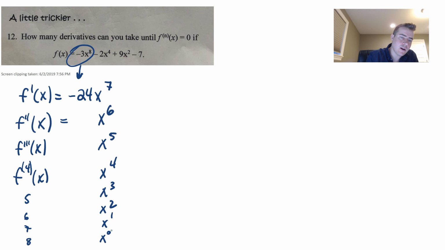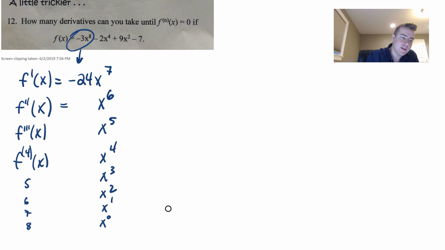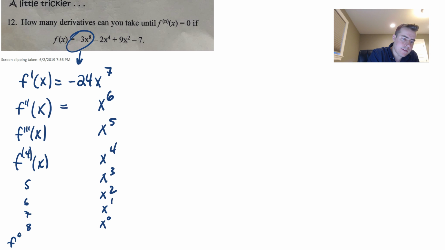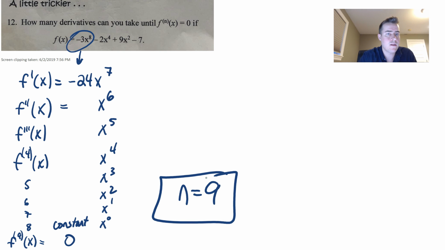But then to get 0, I need to go one more term here. So if I went to f to the 9 of x, that's simply going to be just 0, because you're going to do 0 times whatever's in front. The derivative of a constant is always 0. So this is where we'll have our constant. So it's going to be n equals 9 there, when this would equal 0.